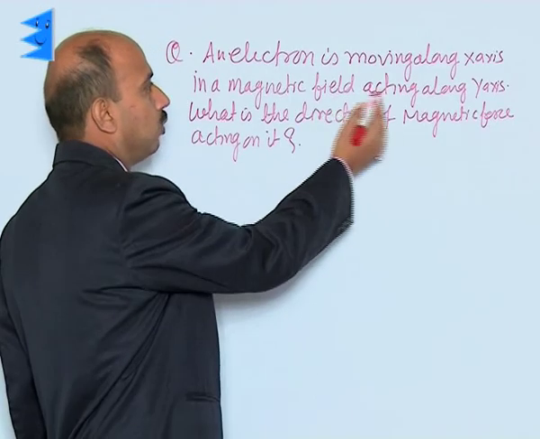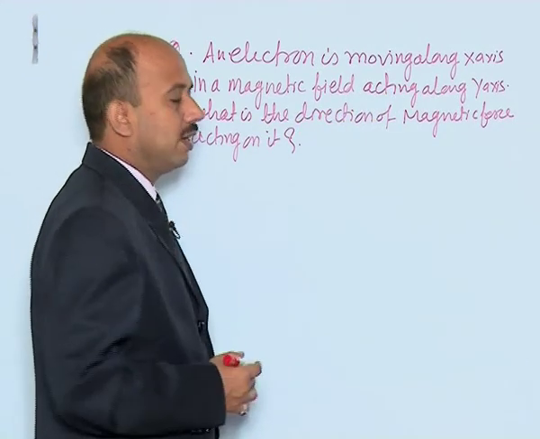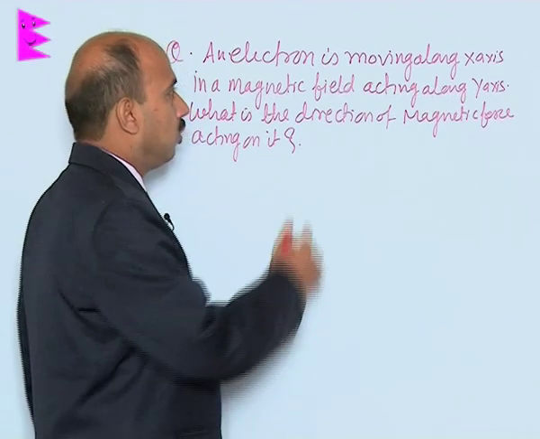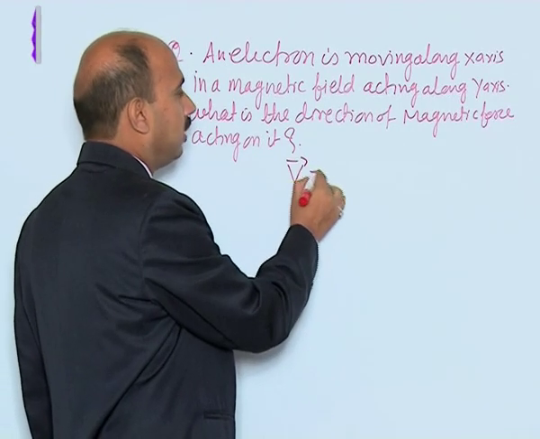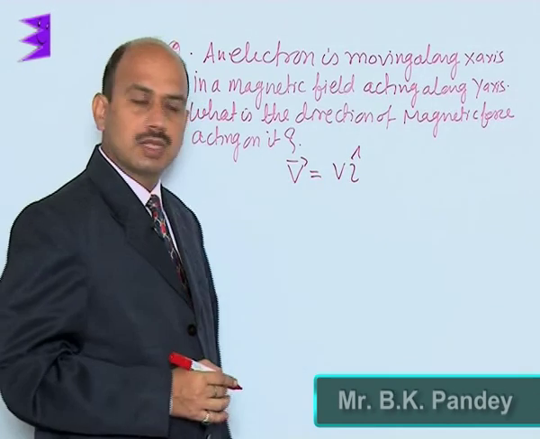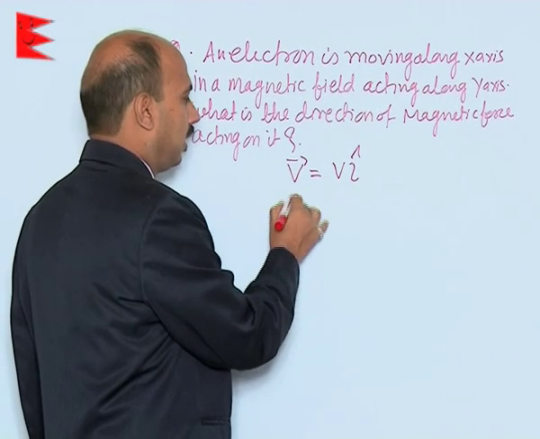Now see here, an electron is moving along the x axis in a magnetic field acting along the y axis. What is the direction of the magnetic force on the electron? So now see here, the velocity of the electron is given to you along the x axis, so we can write V i cap. Magnetic field is along the y axis, that is the plus y axis, so we can write B is equal to B j cap.